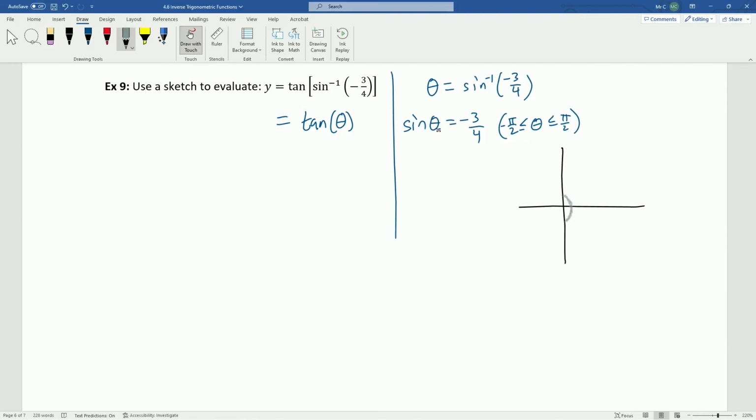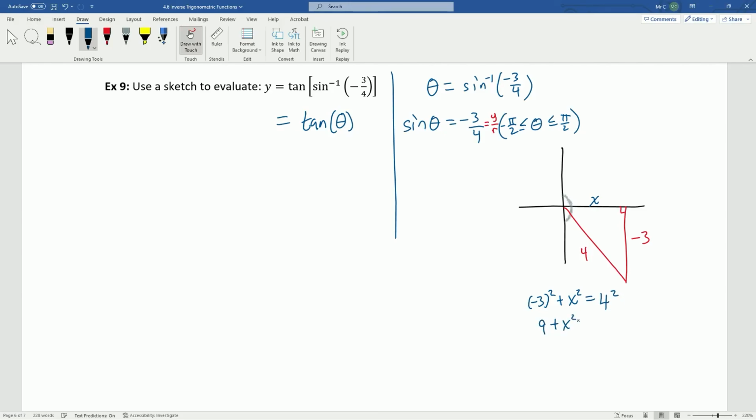But this time sine of theta is negative, so I need to draw this triangle in the fourth quadrant here. And remember that sine is my y divided by r. So my y is -3, and my r is 4 here, and this is my x. So in order to figure out what tangent of theta is, I need to know what x is. So, okay, well, that's the same old, right? It's -3 squared plus x squared equals 4 squared.